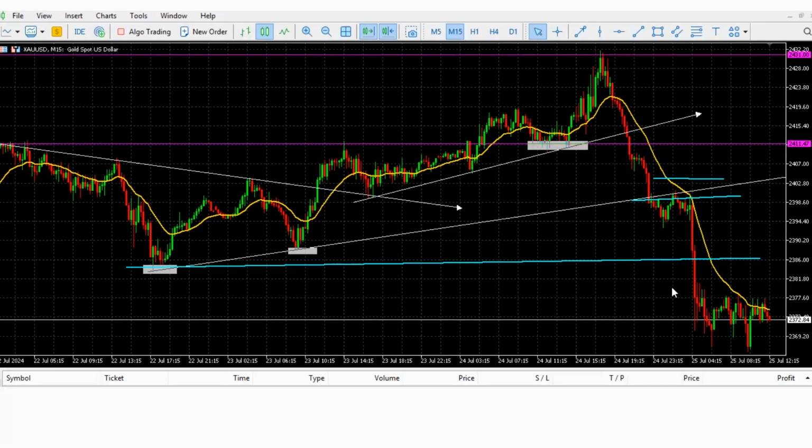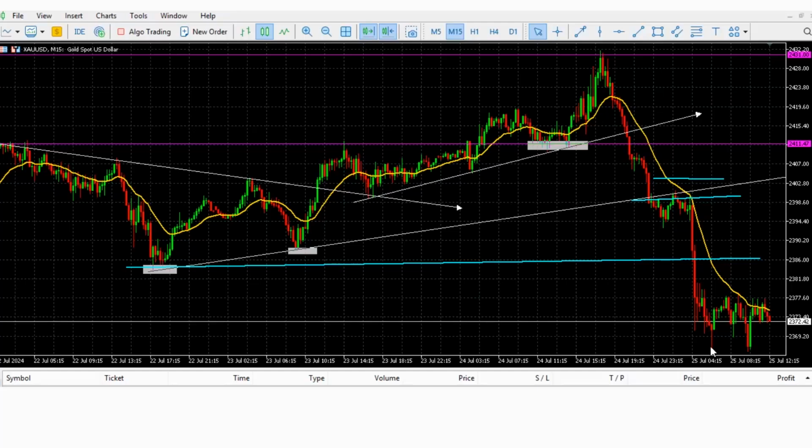How I trade. This is the easiest way I trade gold, the simplest way. You can take a sell trade here, your stop loss above here, and then you can ride this trend. You can see that the market collapsed all the way to this point. So now what happened again?